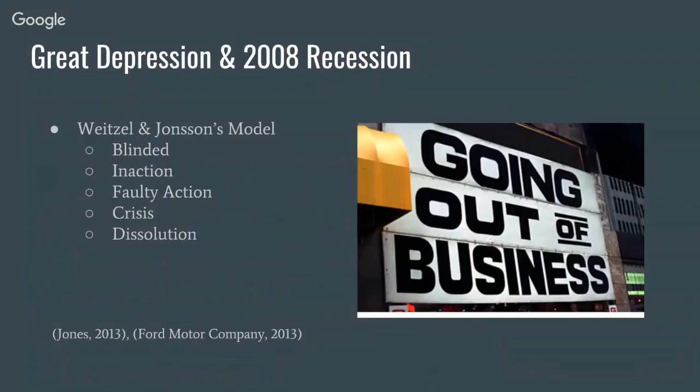The Whittle and Johnson model for organizational decline can be applied to Ford during many of their hardships. The most trying moments for Ford have been the Great Depression in 1929 and the 2008 recession. Fortunately, Ford has never fully gotten to the crisis and dissolution stages. Ford has always been able to get through difficult times.